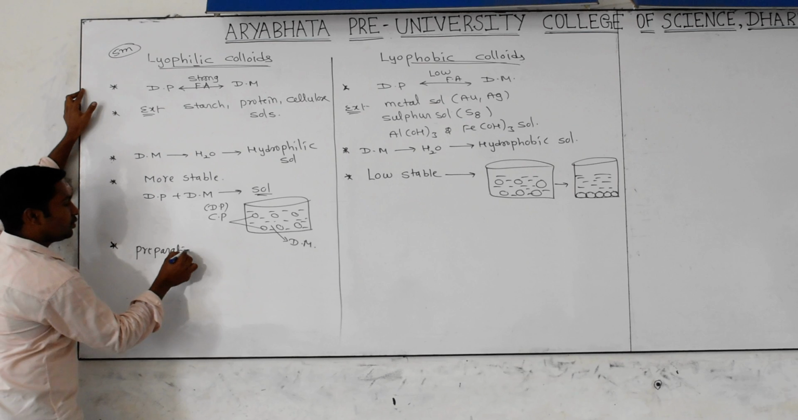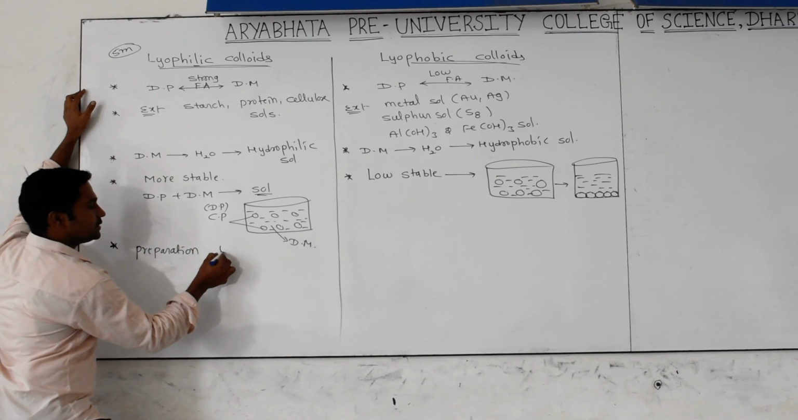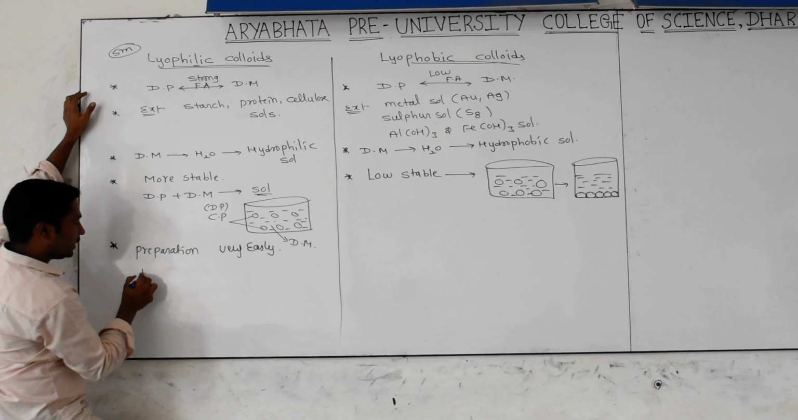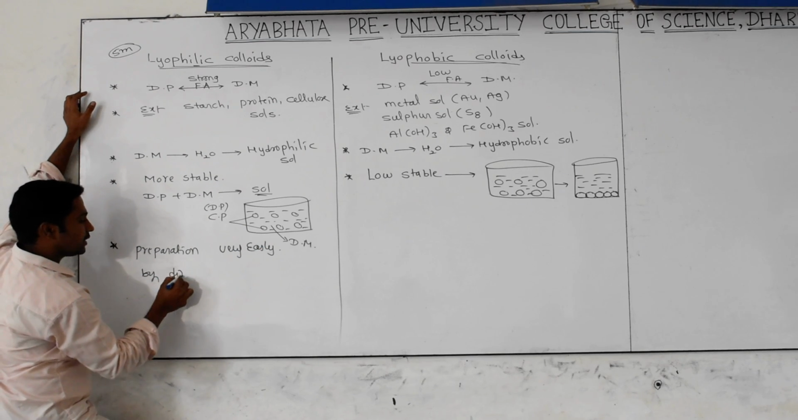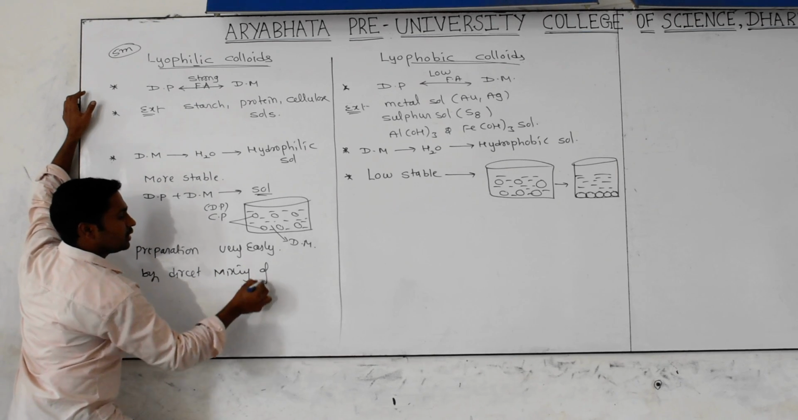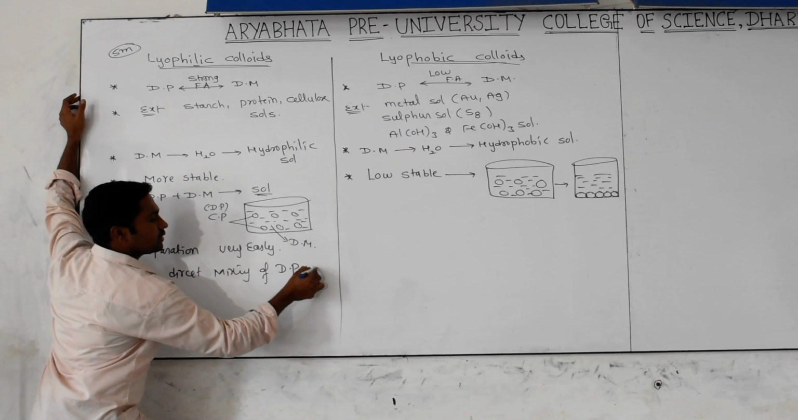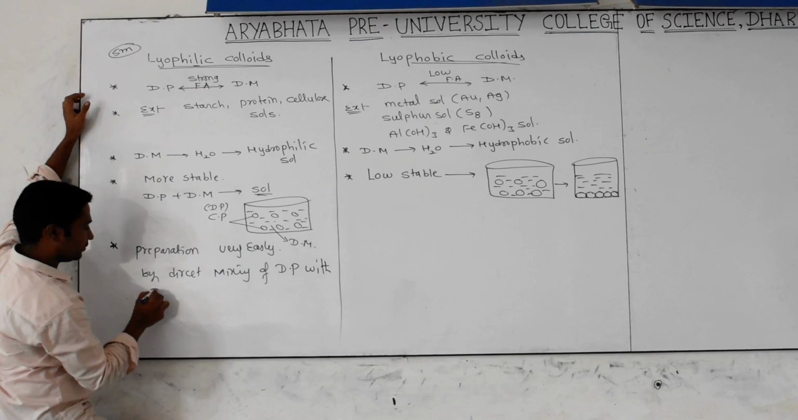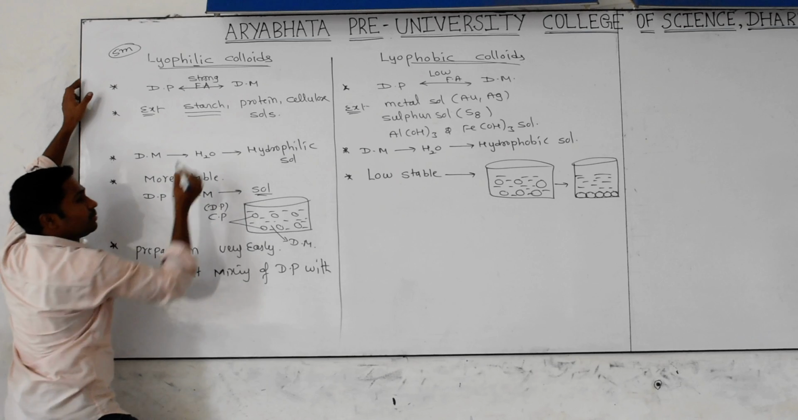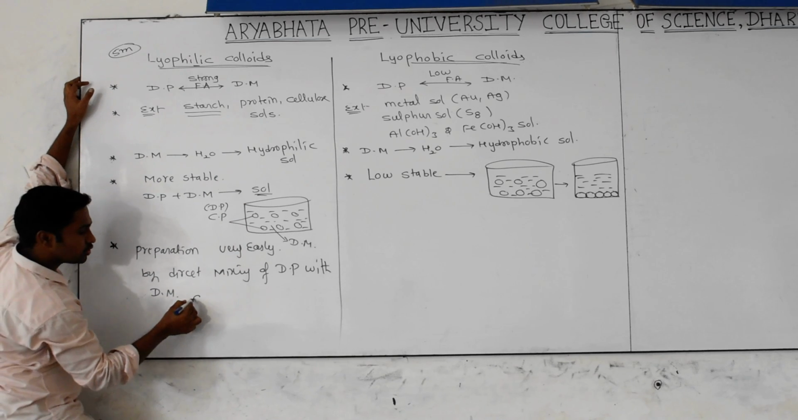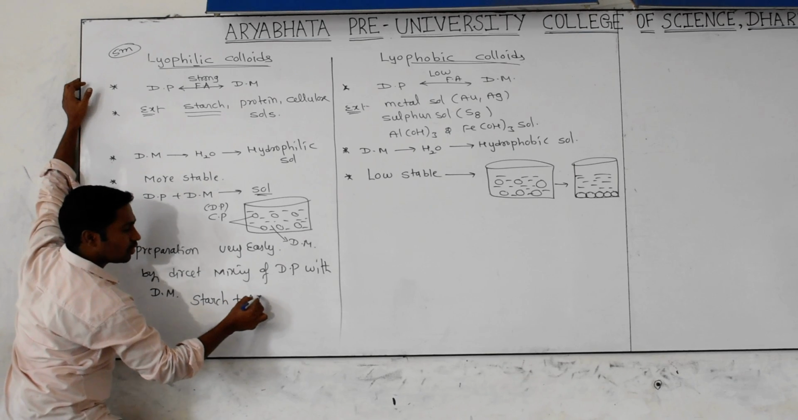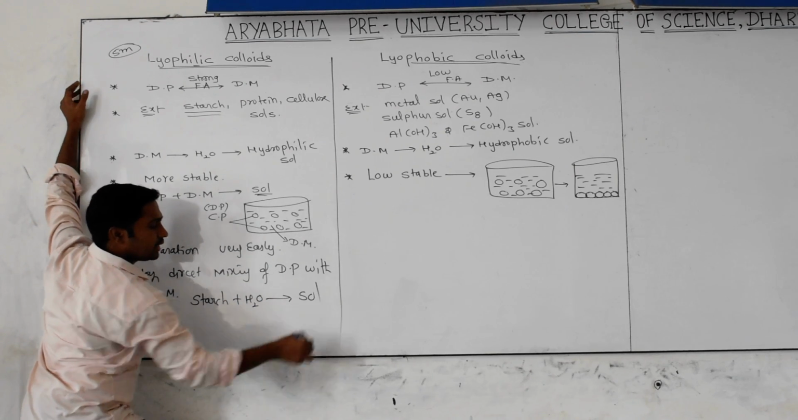Preparation of lyophilic sols will be very easy. How? By direct mixing of the dispersed phase with the dispersion medium. Can we take one more example? A starch sol. How are you preparing it? Take starch powder and mix it with water. What are we getting? A sol.